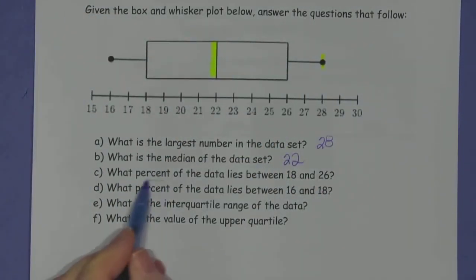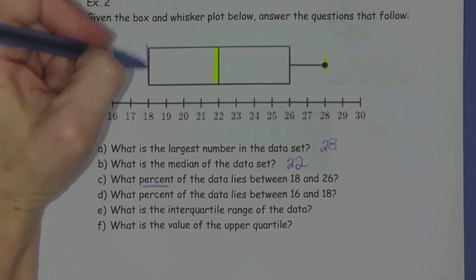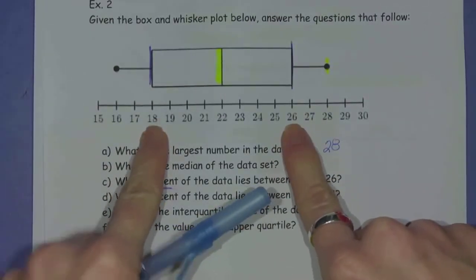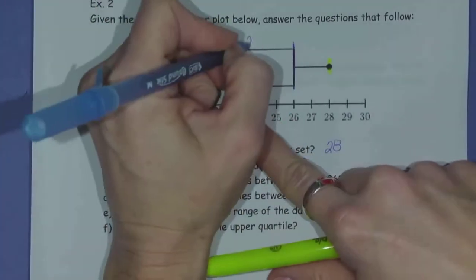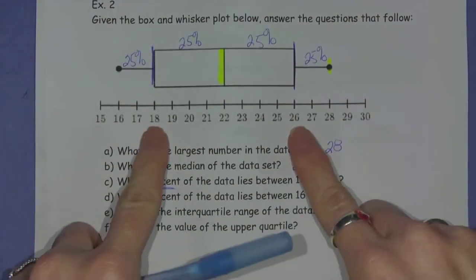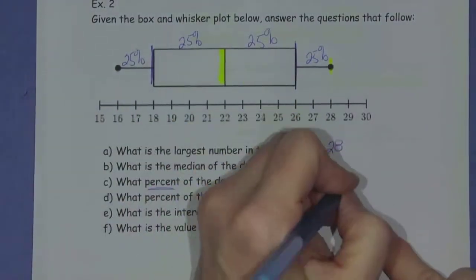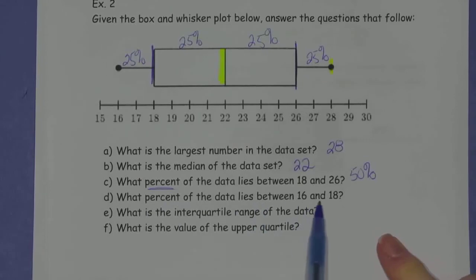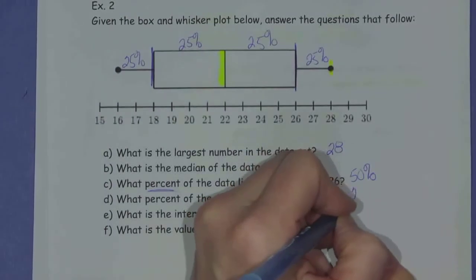What percent of the data lies between 18 and 26? Well, if this is 25% of my data, and this is 25%, and this is 25%, and this is 25%, then I would say that between 18 and 26, we have 50%, 25 plus 25. What percent of the data lies between 16 and 18? 16 to 18, can you see? 25%.